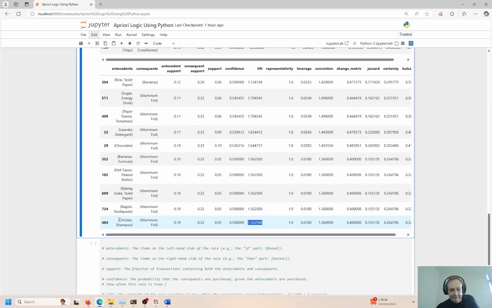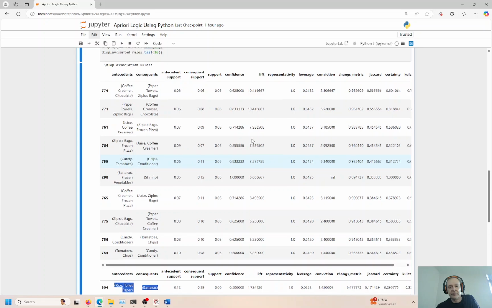So this is chicken and shampoo is going to be bought with aluminum foil, okay? Probably not. And rice and toilet paper will be bought with bananas, probably not, right? We're looking at the lift. So the higher the lift, the better. Coffee creamer and chocolates will be bought with paper towels and Ziploc bags, typically, right?